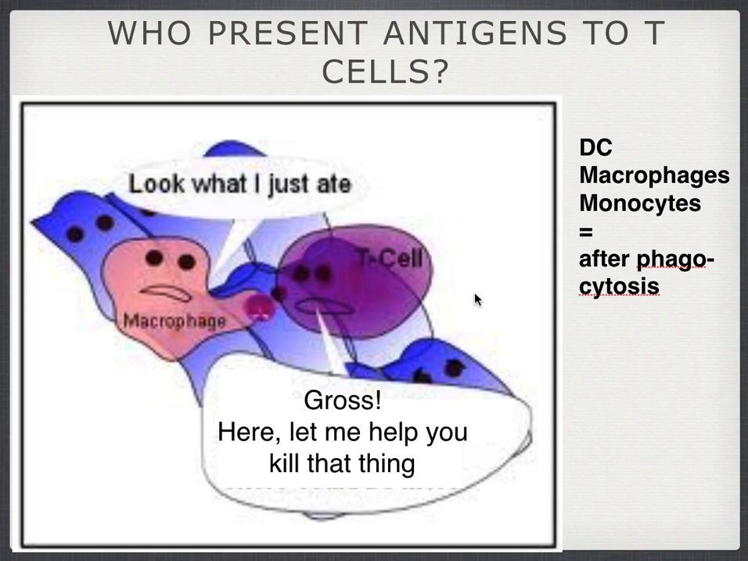So the way it works is that dendritic cells sense the danger in tissues, eat whatever is dangerous, go to the lymph nodes, and tell the T cells, hey, we need help. The T cells become activated, then move out of the lymph nodes to the tissues, and then in the tissues the macrophages can tell them again, hey, help me out here. Look what I just ate. And then the T cell can say, hey, here, let me help you kill that thing.